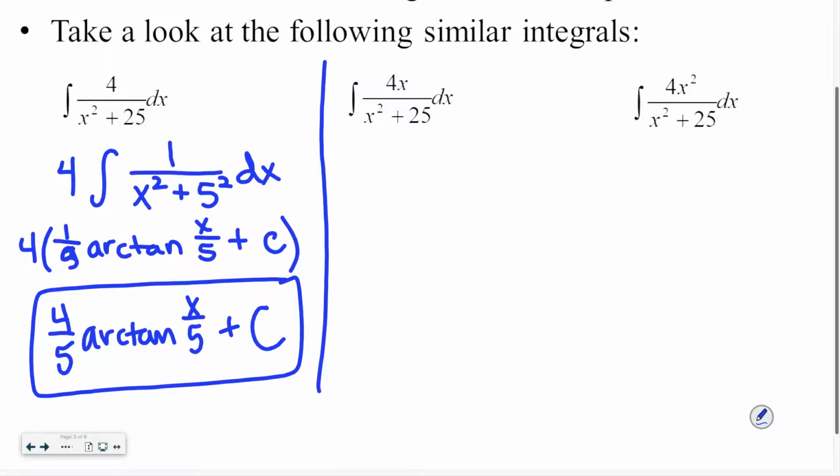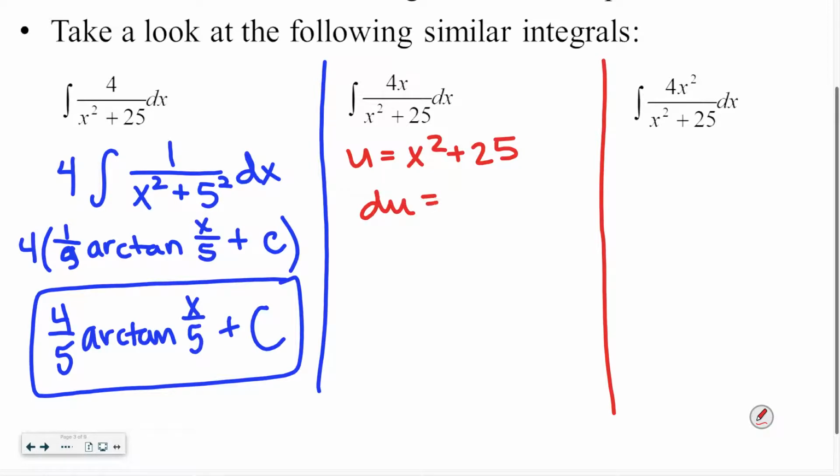What about that second one? I'll do it in the color red. U substitution. How so? Caleb? U would be x squared plus 25, and then du would be 2x dx, so it'd be a half moved to the integral.